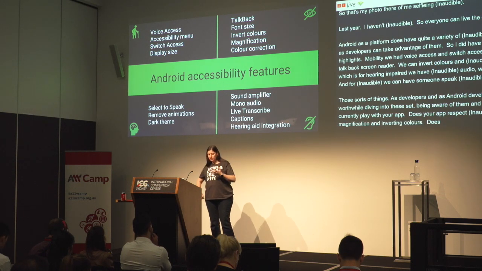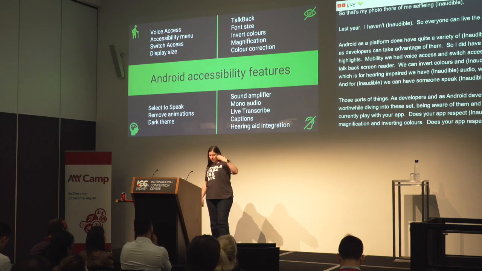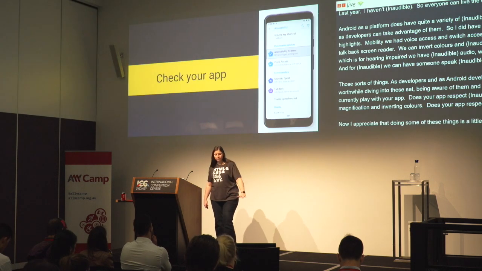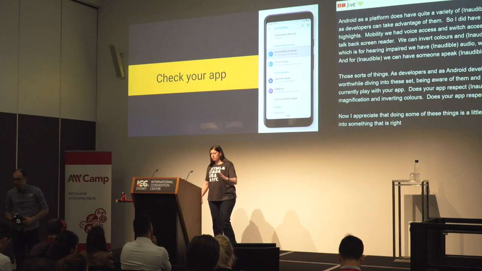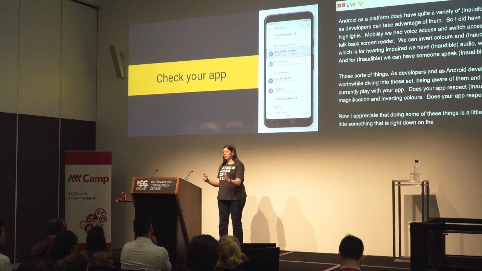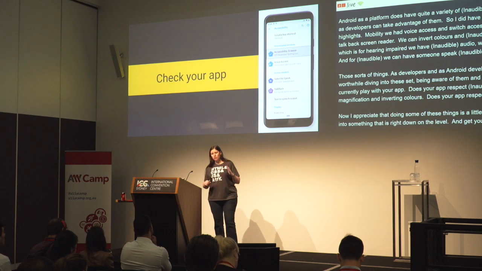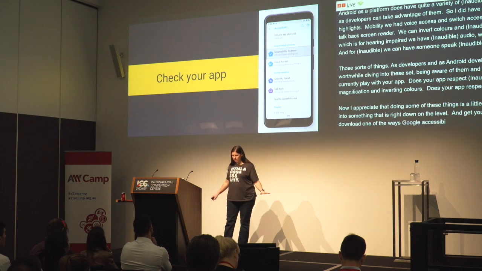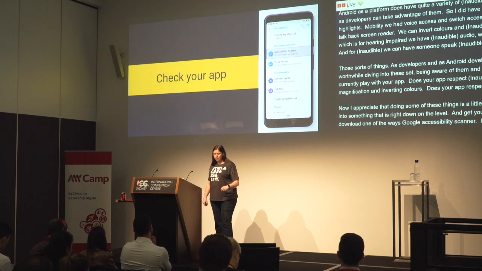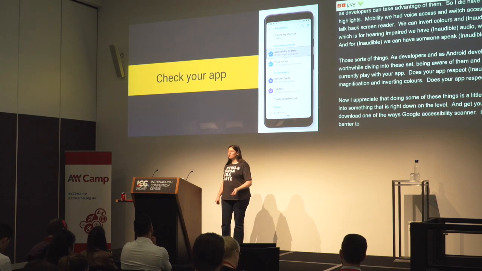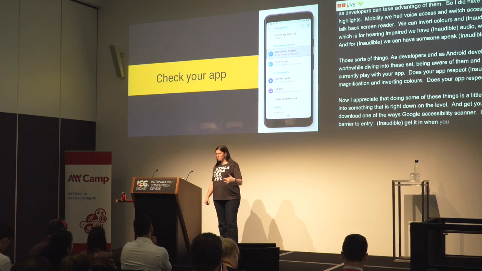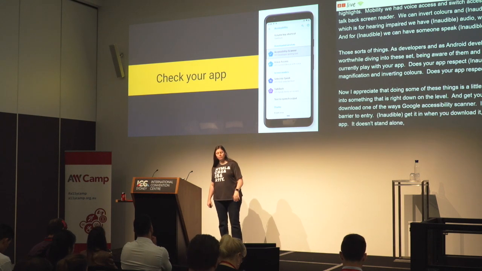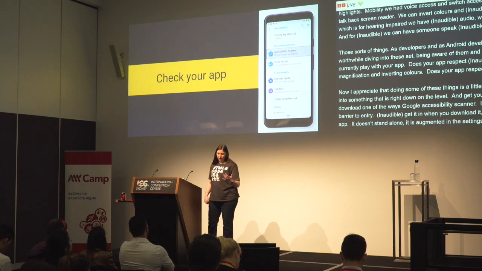Now, I appreciate that doing some of these things is a little bit next level, so I want to just jump into something that's right down on the level and encourage you, implore you to download from the Play Store the Google Accessibility Scanner. It's built by Google, it's free, no barrier to entry, just bump on the Play Store, get it in. When you download it, it will install within your settings app. It's not a standalone, it's an augmentation within the settings app of your device. And it's a pretty handy little guy.